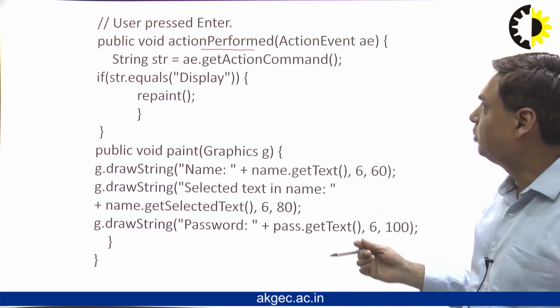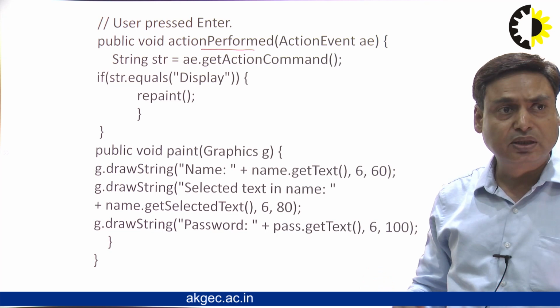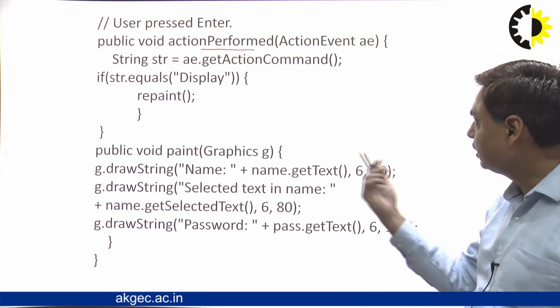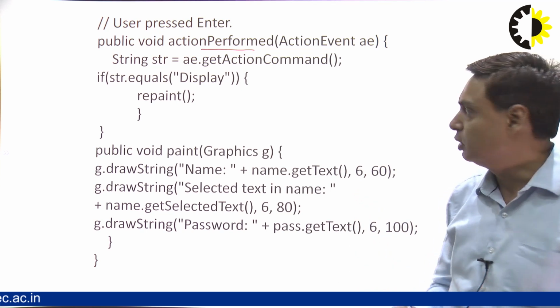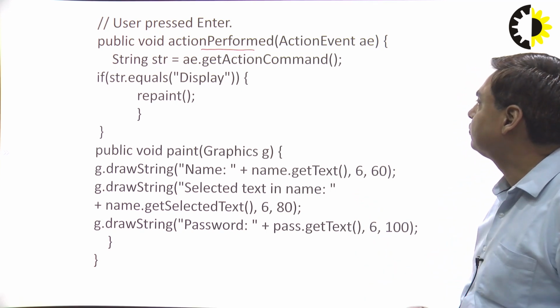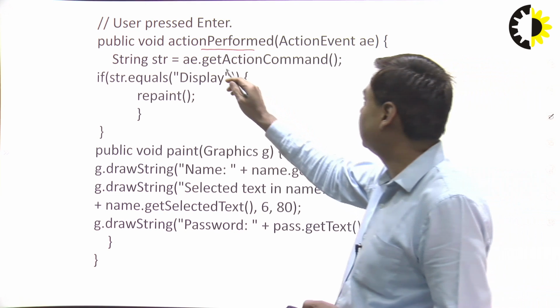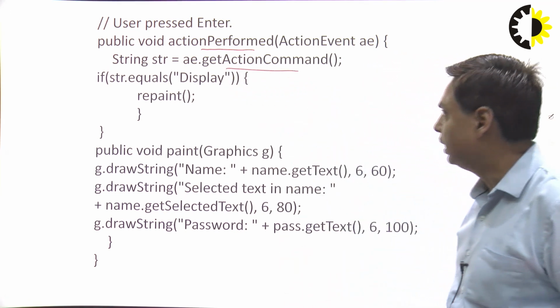If you click on the button, it will come here. If you click on the text box, then again it will come here. If you're doing something, it will come here, the action perform method, which is predefined. Here we are getting which command has been clicked.